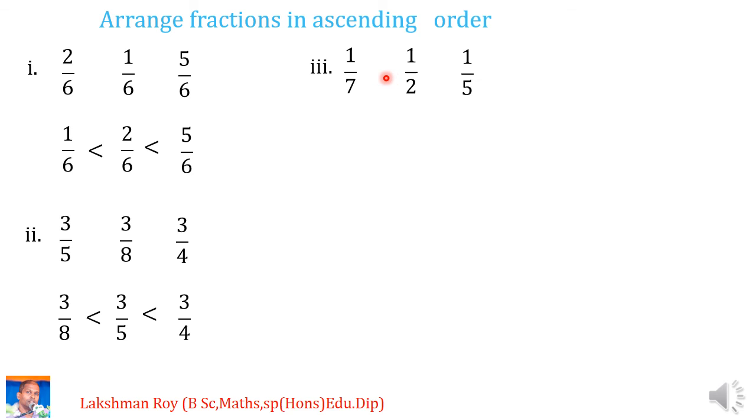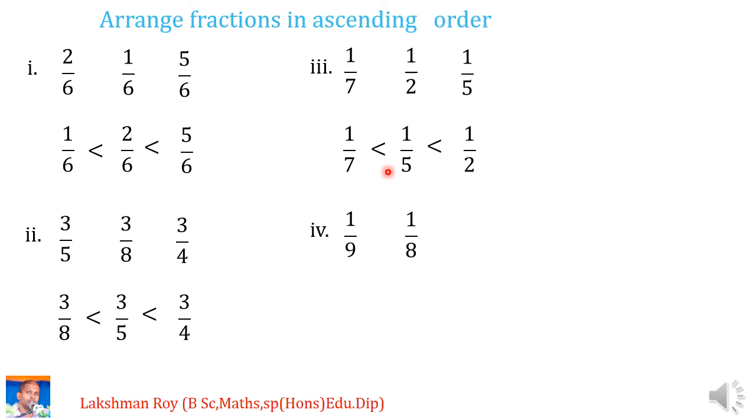You can see the numerators are 1, 1, 1. All are unit fractions with numerator 1. If the numerator is the same, you can compare using the denominator. The biggest denominator gives the smallest fraction. Why? Because the whole is divided into a greater number of parts. So 1/7 is the smallest, then somewhat bigger is 1/5, then the biggest is 1/2. You can put the inequality sign this way.